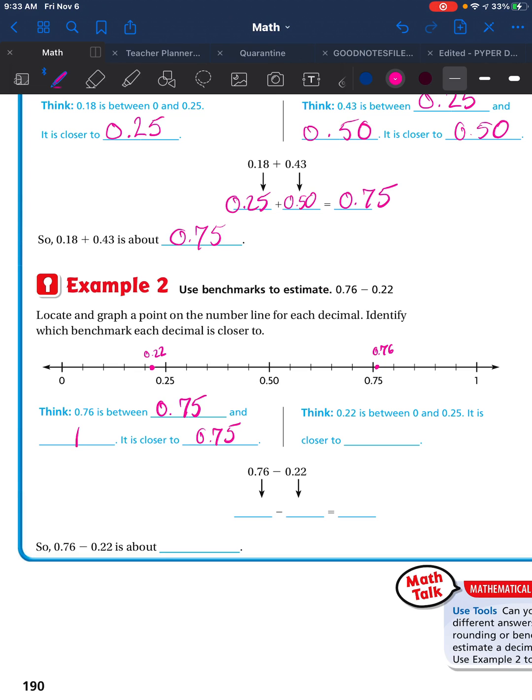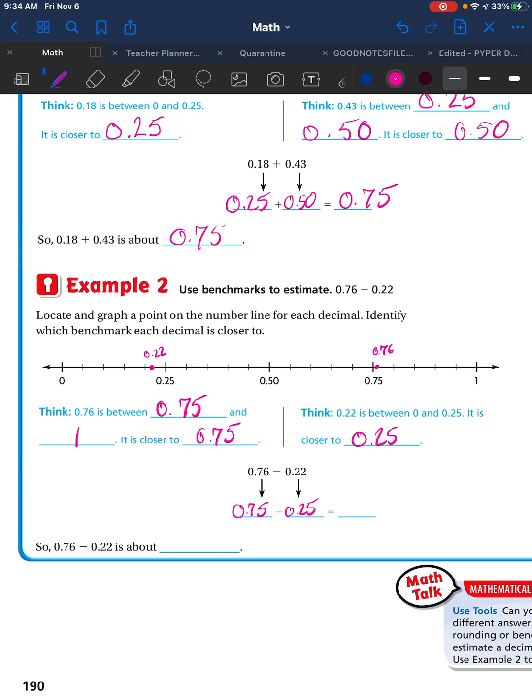And it would definitely be closer to 0.75 because it is at the very, very beginning of that group there, okay? And if you wanted, you could go ahead and put 0.75 down here so you're ready. And then now we have to do the next one, which was 0.22, and it does fall between 0 and 0.25. But we can definitely tell that it is closer to the end of that group. So our estimate there would be 0.25.